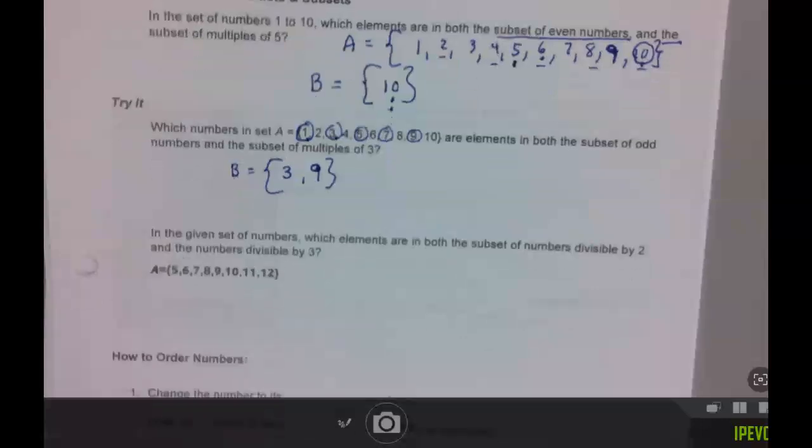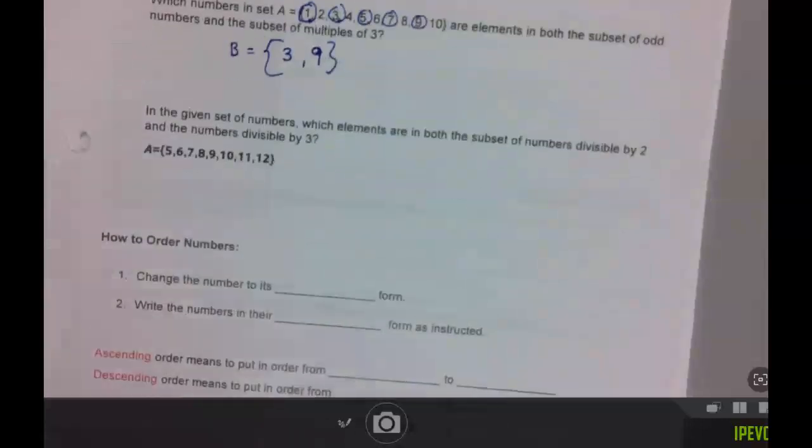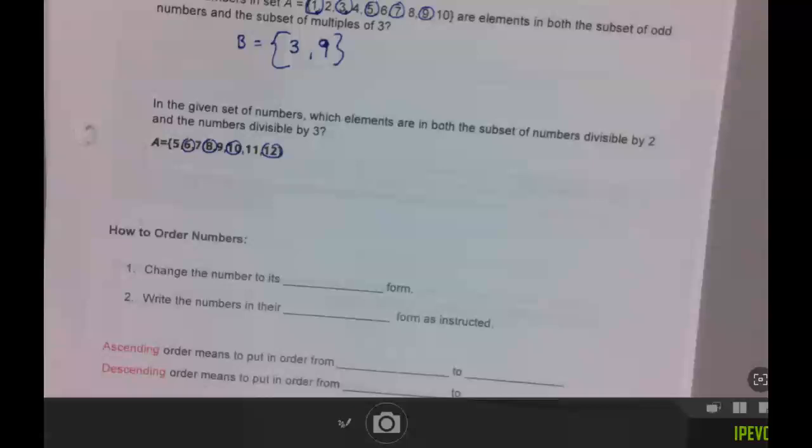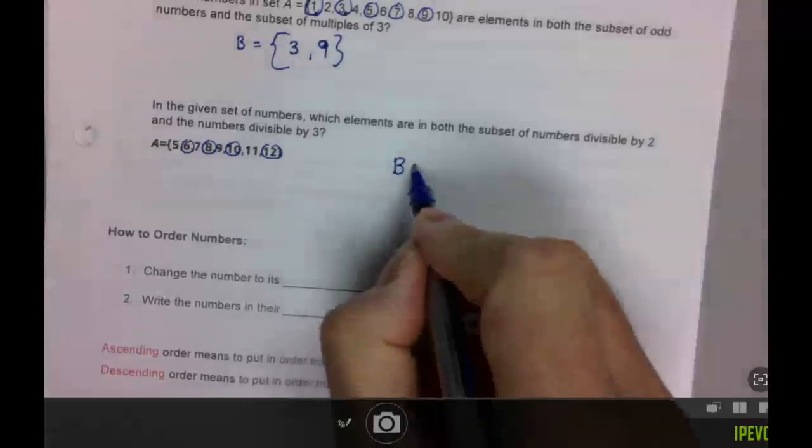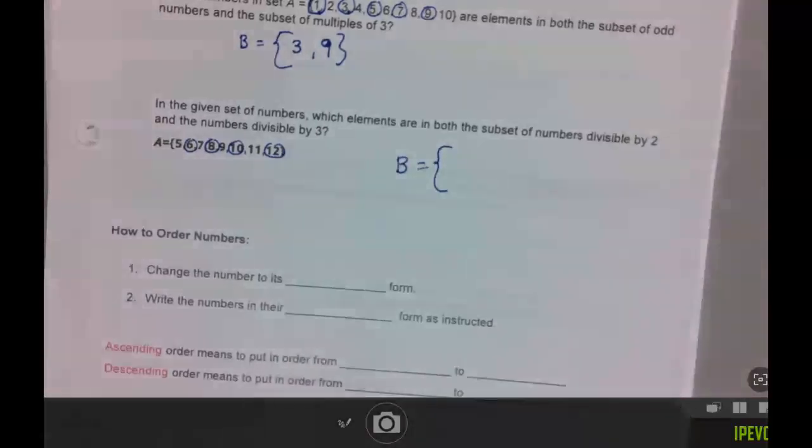Correct? Okay. This one says, in the given set of numbers, which elements are both in the subset of numbers divisible by 2? If it's divisible by 2, it has to be an even number, right? Correct? And the number is divisible by 3. So it's got to be even, and it's got to be a multiple of 3, doesn't it? Okay, so here are your even numbers: 6, 8, 10, and 12. Agreed?